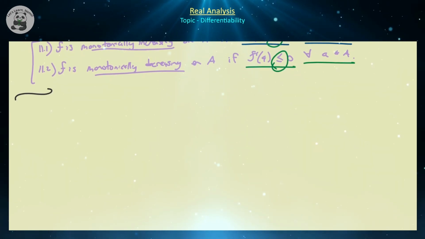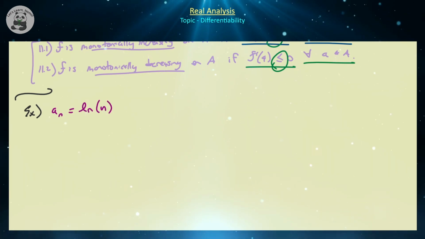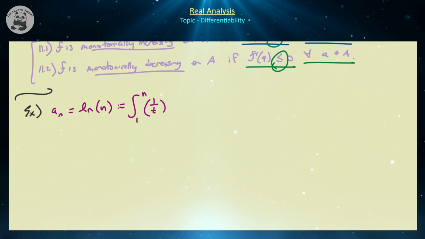So let's actually do a quick exercise, and let's go back to sequences, because sequences and functions do share an intimate connection with each other. So let's first define the natural logarithm. I mean, most of you probably already know what the natural logarithm is, but let's introduce a formal definition for it. This is going to be defined to be equal to the integral from 1 to n of 1 over t dt. So this is going to be an integral.